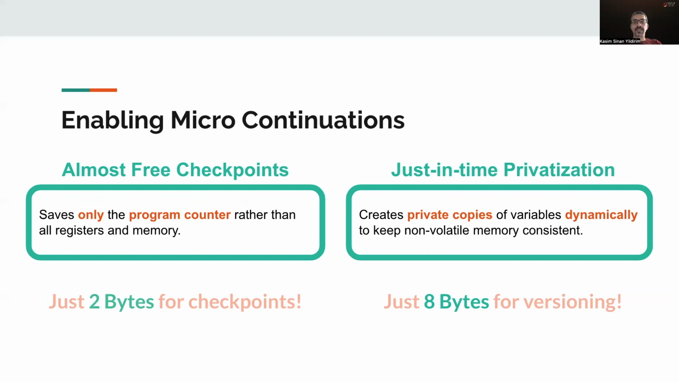Almost free checkpoints save only the program counter rather than all registers and memory. Just 2 bytes are needed for checkpoints. And just-in-time privatization creates private copies of variables dynamically to keep non-volatile memory consistent. That requires just 8 bytes for versioning in our current implementation.